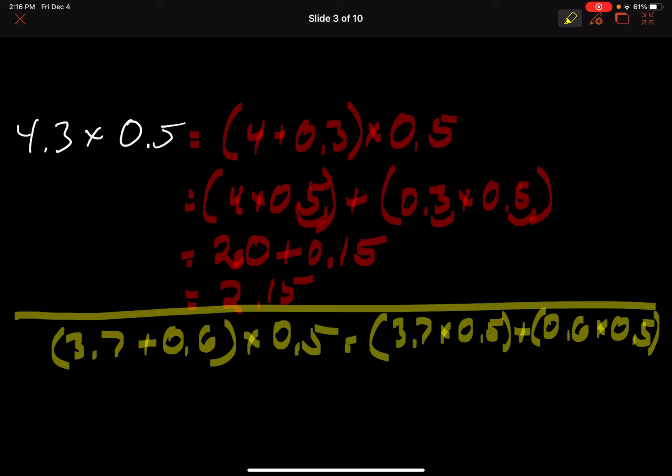And the key is to split the number at its place value. You want to multiply the decimals 1 place value at a time. Okay, so I have the 4 here and the 3/10 here, and then I do them separately, and it makes it way easier.